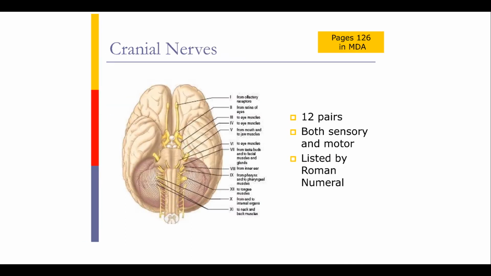There are 12 cranial nerves, and they're actually pairs. So there are 12 pairs of cranial nerves, nerves that go from the spinal cord into the head. They are both sensory and motor in function. They do both. These pairs of nerves both send messages to the brain and send messages to the sense organs. And notice that they're all listed by Roman numerals.